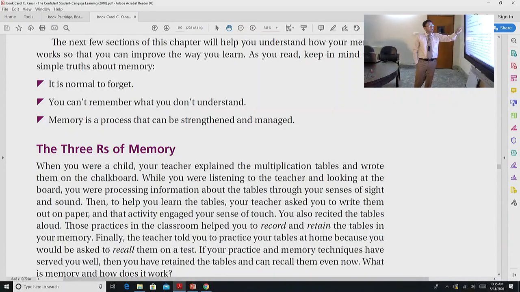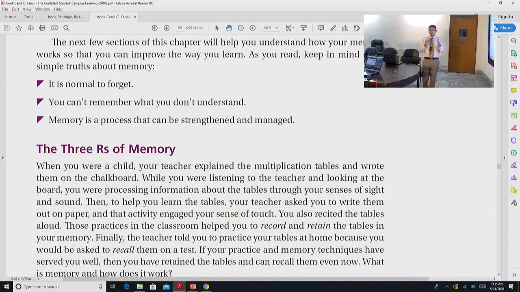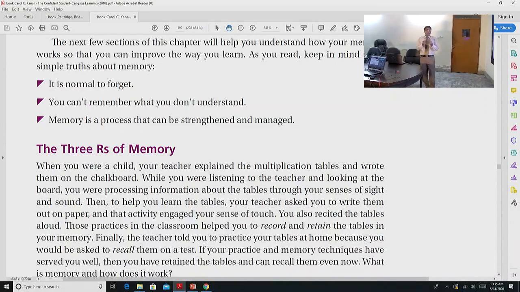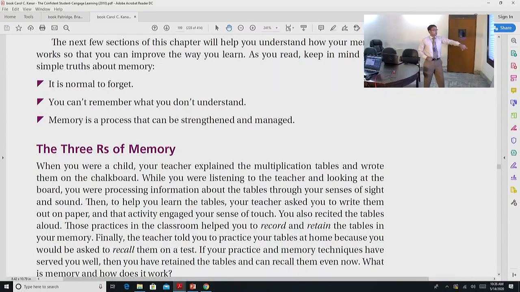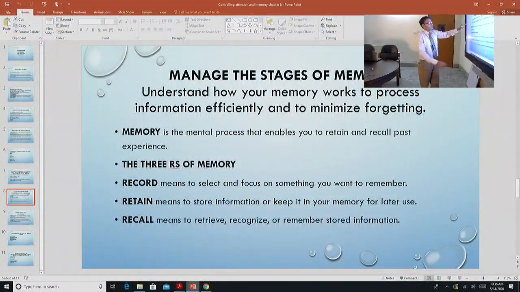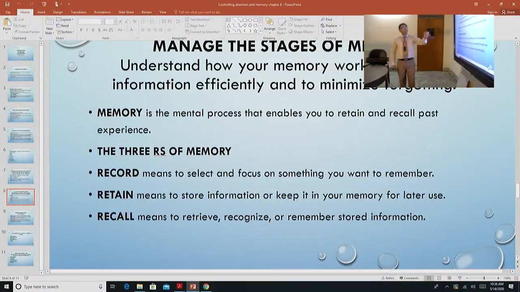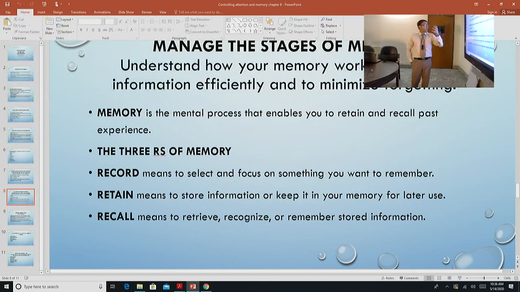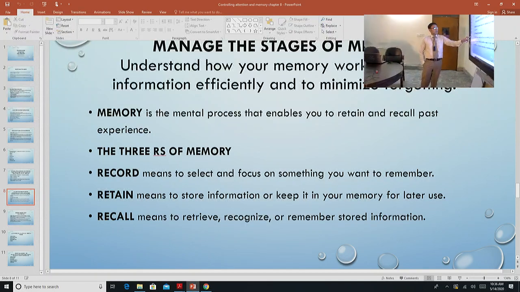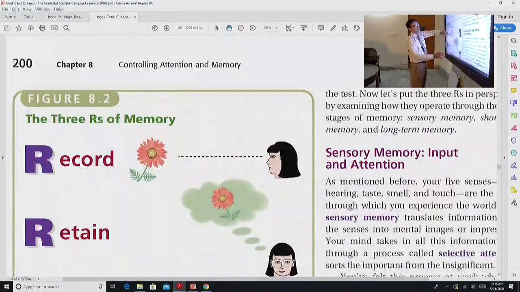Memory is a process that can be strengthened and managed. So there are certain steps that we need to take in order to strengthen our memory, in order to manage our memory. So there are 3 R's of memory. So what are these 3 R's? Memory is the mental process that enables you to retain and recall past experience. And the 3 R's of memory are record, retain, and recall.